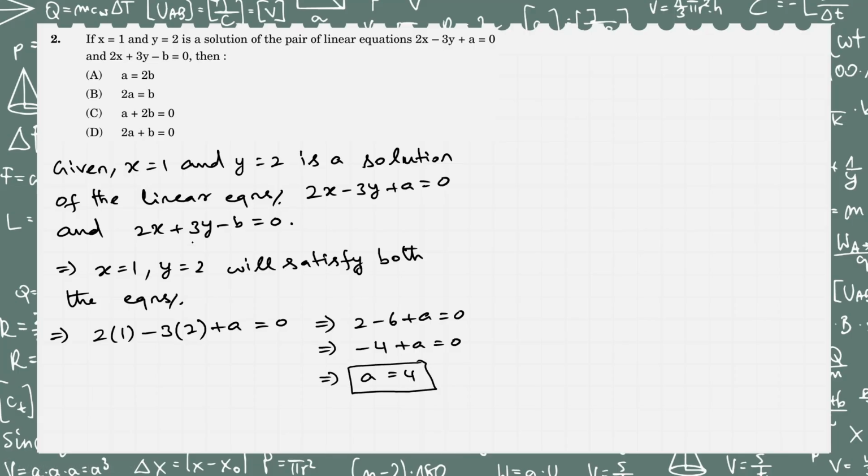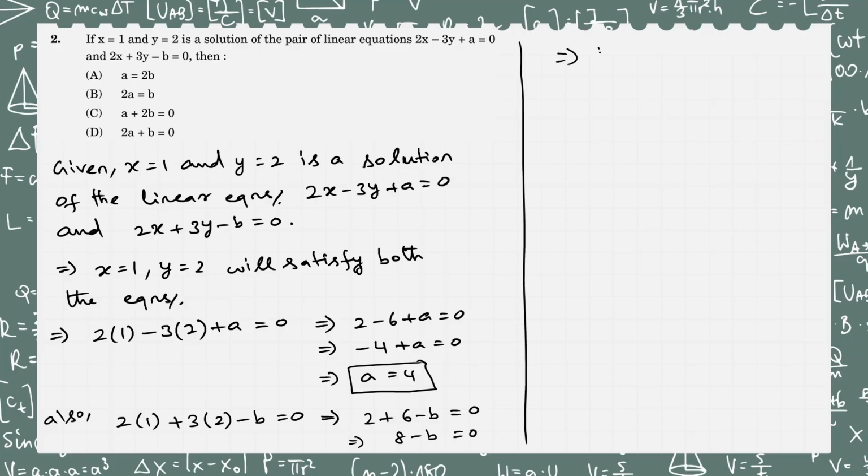Same way we need to find the value of b from the other equation. Also 2x plus 3y minus b equal to 0. Replacing x and y with 1 and 2 we get 2 into 1 plus 3 into 2 minus b equal to 0 implies 2 plus 6 minus b equal to 0. That implies 8 minus b equal to 0.